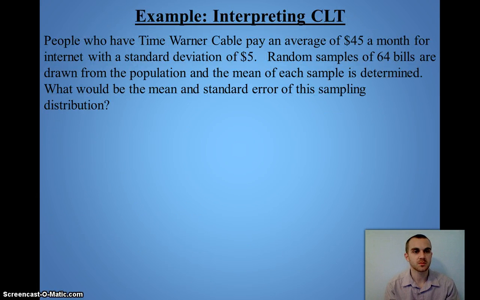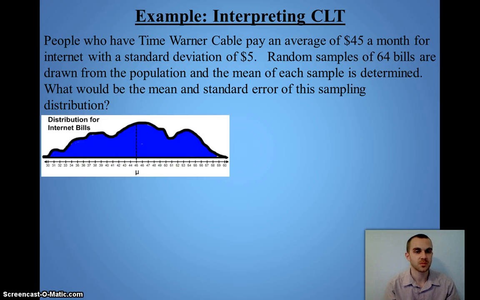So let's look at an example. People who have Time Warner are on average paying $45 a month with a $5 standard deviation. A random sample of 64 bills is drawn, and we're going to find the mean of those. You want to know the standard error of the sampling distribution. So this may be what the actual distribution looks like, where some people are paying way higher and some are paying lower, and it's all over the place with the mean right there at 45.